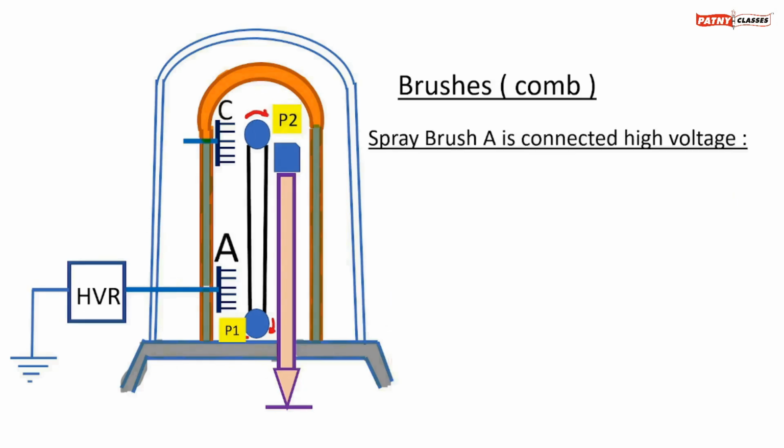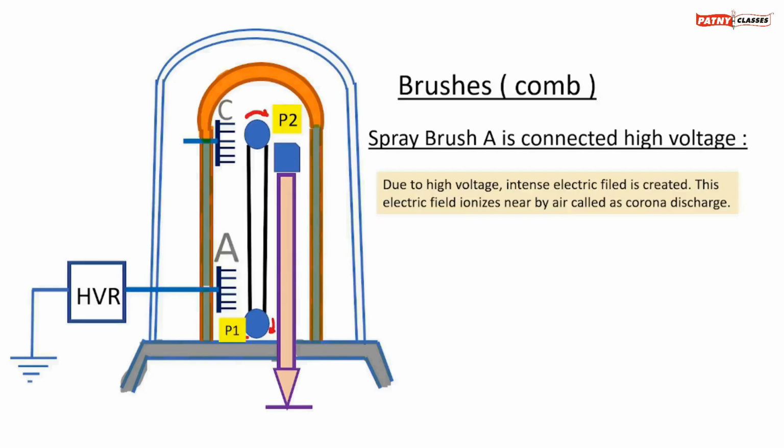As the spray brush is connected to high voltage, what is the impact of connecting high voltage to brush A? Due to high voltage, an intense electric field is created at the spray brush, and this electric field ionizes nearby air. This process is called corona discharge.